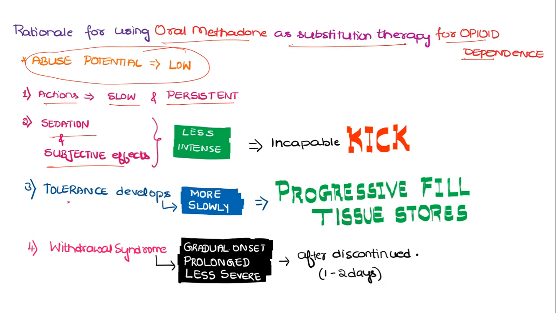Tolerance develops very slowly, because there will be progressive filling of tissue stores. The drug will gradually accumulate in the tissue stores, and there will also be gradual release of the drug from the tissue stores. Also, once you withdraw methadone, the onset of withdrawal symptoms will be very gradual and prolonged, and if symptoms appear, they are less severe in nature. Usually withdrawal syndromes are seen 1 to 2 days after discontinuation.